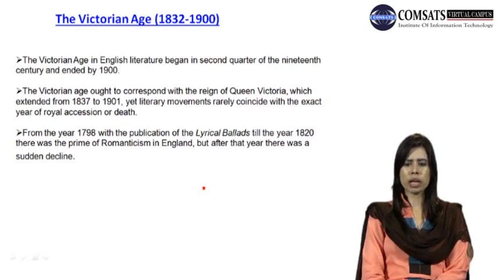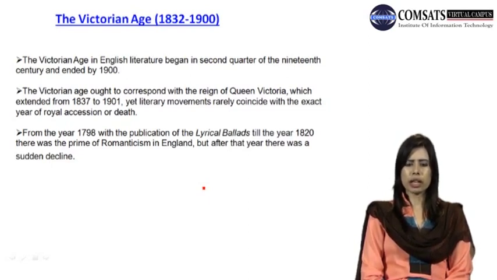Yet literary movements rarely coincide with the exact royal accession or death. Here you can see the political figures which are very important during one period. Queen Victoria ruled over England during that period, so that is why this is known as the Victorian Age as well.